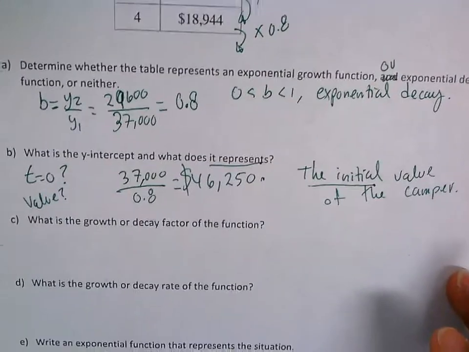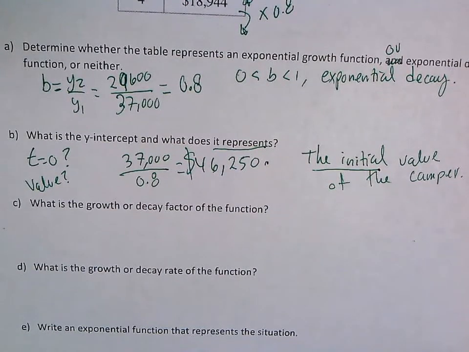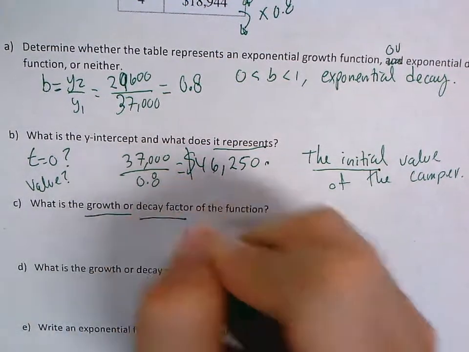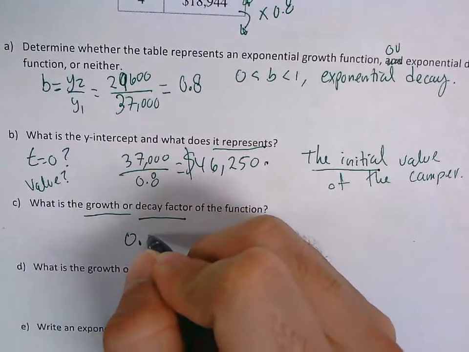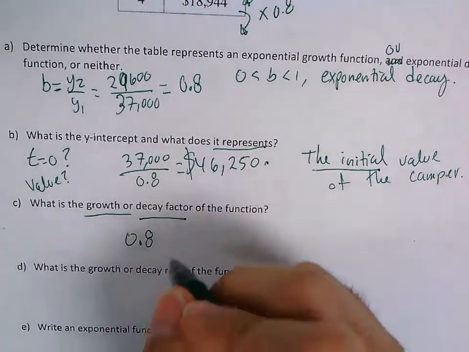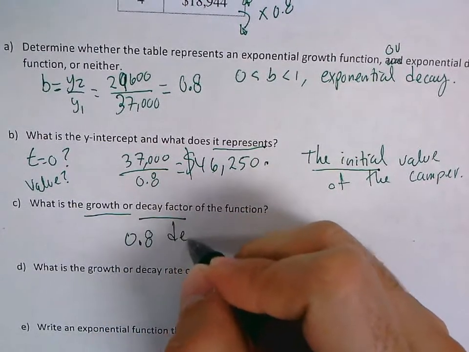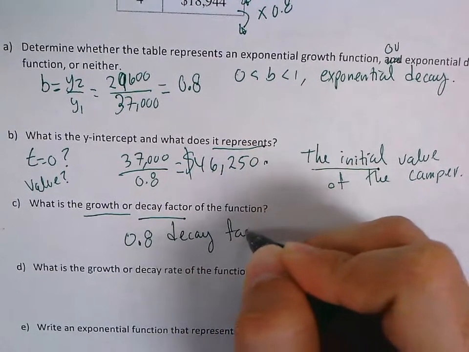Let's go into letter C. Letter C says, what is the growth or decay factor of the function? Well, this is just a definition that we have to know. The growth or decay factor of the function is the value of b. What is the value of b? We found that it was 0.8. 0.8 is the decay factor.